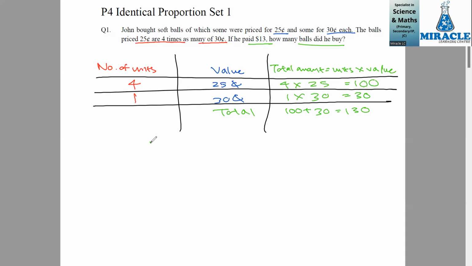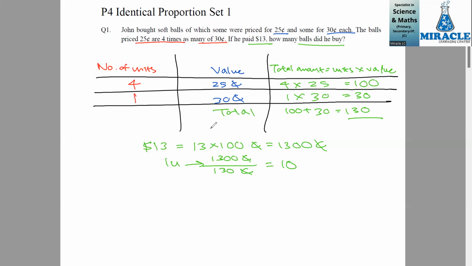So let's first convert $13 into cents, since this is in terms of cents. We'll get 13 times 100 cents, and this gives us 1,300 cents. So now we can calculate the value of 1 unit, which is 1,300 cents divided by 130. And this gives us 10. So now we know that the value of 1 unit is 10.